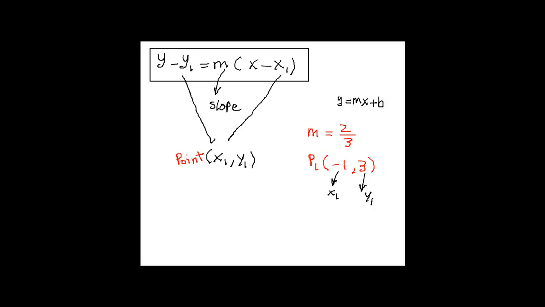Y is part of the formula, so we write y minus y1, which is 3. The slope is 2/3. X is just part of the formula, minus x1, which is -1. So this is the equation of the line: y minus 3 is equal to 2/3 times x plus 1. Let me stop right here and ask everyone to put a check mark next to your name if you can follow up to this point.